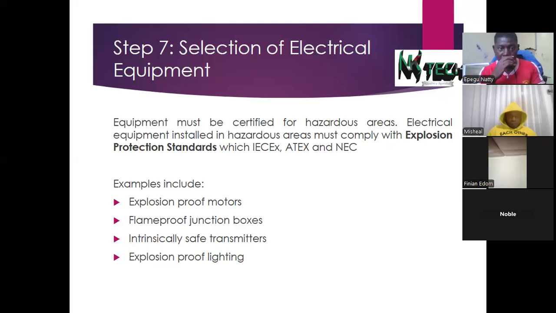Right, so we are going to look at the selection here. Equipment must be certified for hazardous areas. Electrical equipment installed in hazardous areas must comply with explosion protection standards. Example, we have the IECEx, we have the ATEX, then we have the NEC. Now, based on this standard, they classify equipment into explosion-proof motors, flame-proof junction boxes, intrinsically safe transmitters, and then explosion-proof lighting. So we are going to look at all these one after the other.